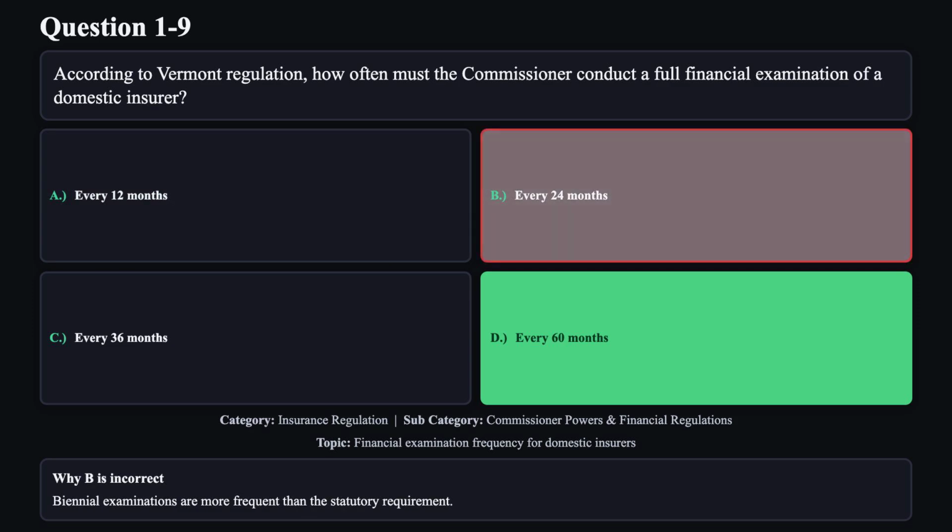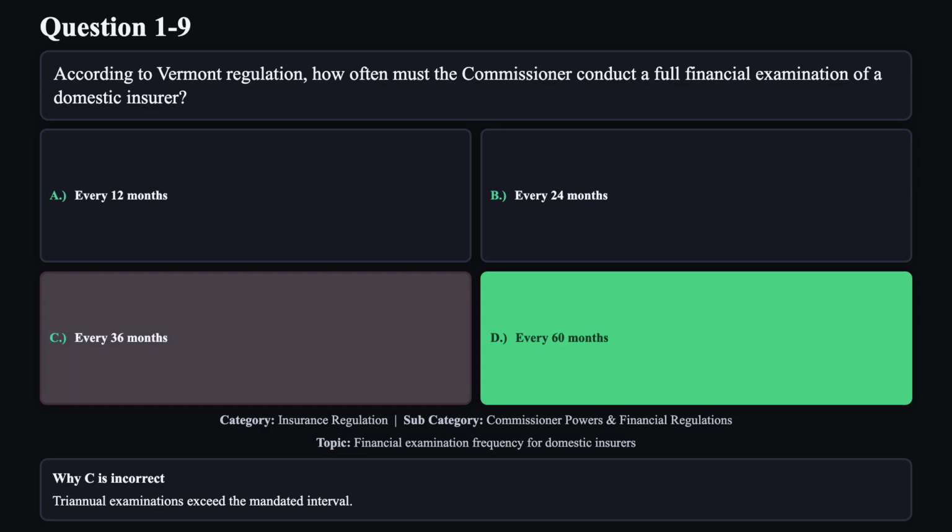Reason B is not correct. Biennial examinations are more frequent than the statutory requirement. Reason C is not correct. Triennial examinations exceed the mandated interval.